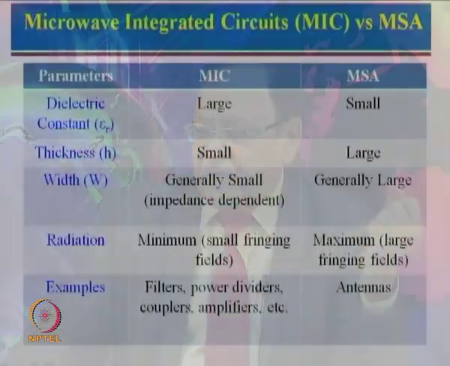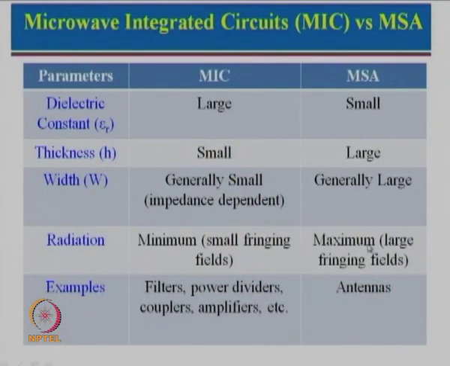So, the whole purpose for an antenna is to try to increase the fringing field as much as possible. The main difference between MIC and MSA is that in MIC we do not want any radiation to take place. For example, the examples are filters, power dividers, couplers, amplifiers, etc.